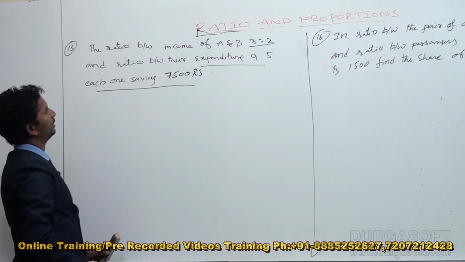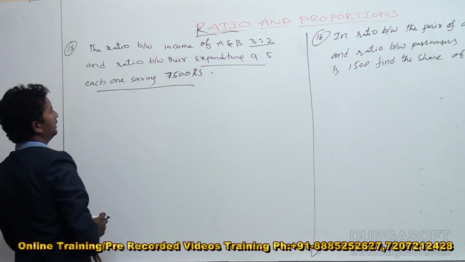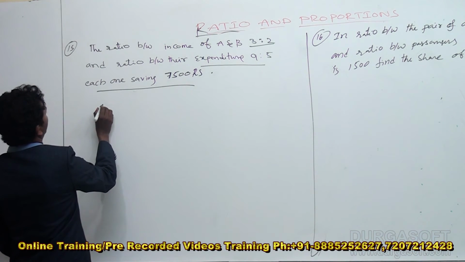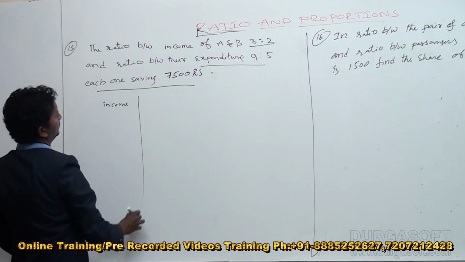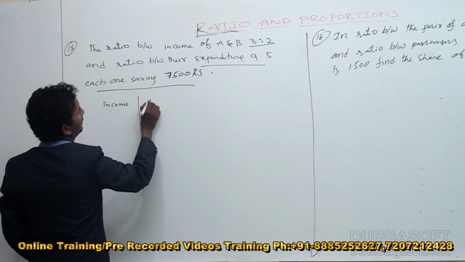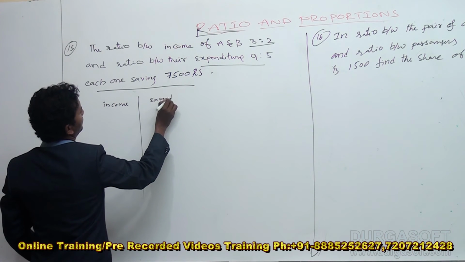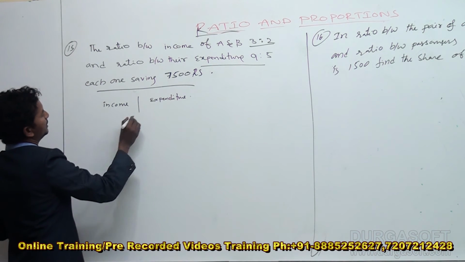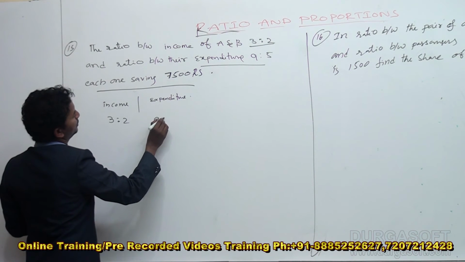Now come on, first, what are the incomes and what are the expenditures in this one? Each one is saving 7,500 rupees. This income is given here. We don't know the saving, but the expenditure is also given. Now what are the incomes? Incomes are 3:2. Your expenditures are 9:5.